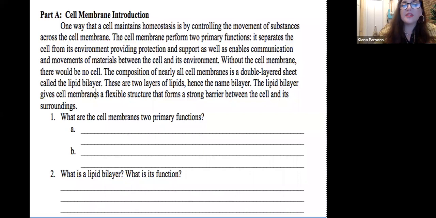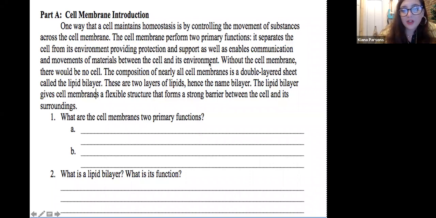Now remember, the cell membrane is not the main structural support for plant cells. Plant cells are supported by the rigid cell wall. And in animals, the organism itself is supported by something else rigid, the skeleton. So the cell membrane is providing protection and support for the cell, but it's not really providing that main structure.